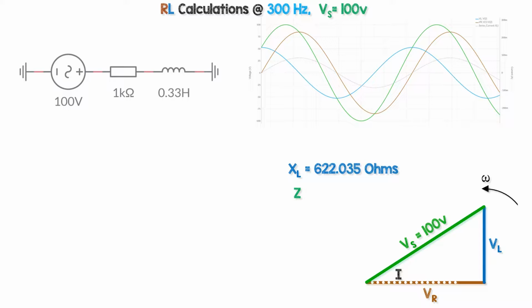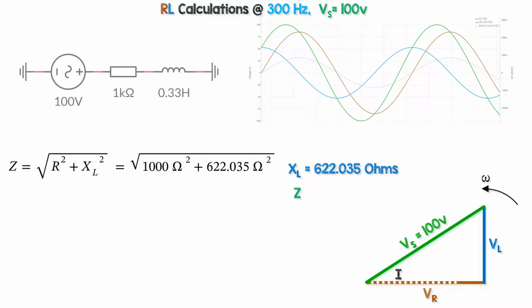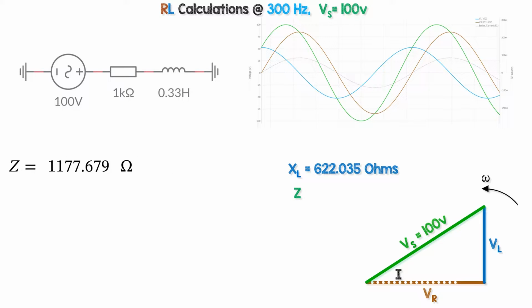And now we can find the circuit impedance Z, and that's equal to the square root of the adjacent side squared plus the opposite side squared in terms of ohms, which is the square root of 1000 ohms squared plus 622.035 ohms squared. So the full circuit impedance Z is 1177 ohms roughly. Now we can find the circuit current, which is voltage divided by impedance. So that's 100 volts divided by the Z value. So the series current is equal to 84.91 milliamps.